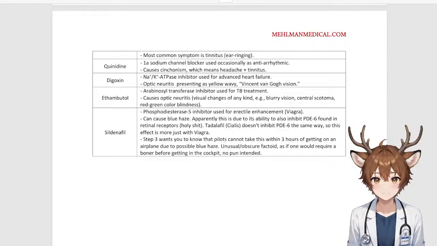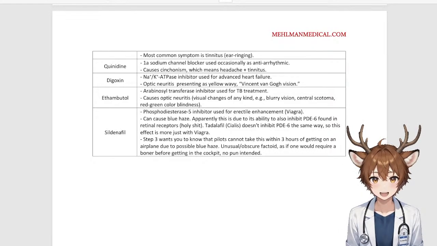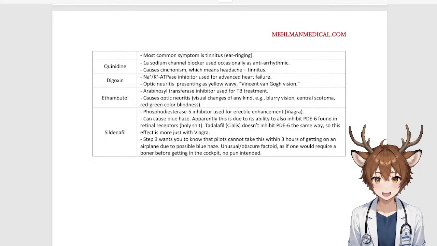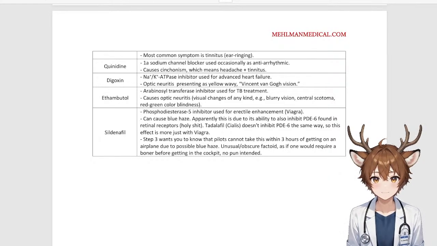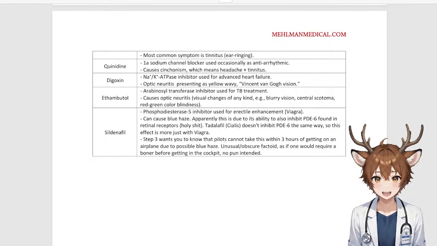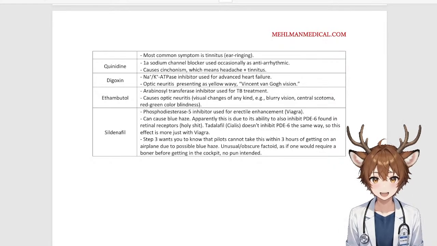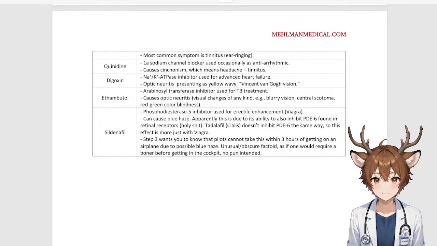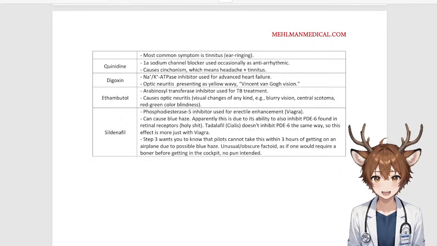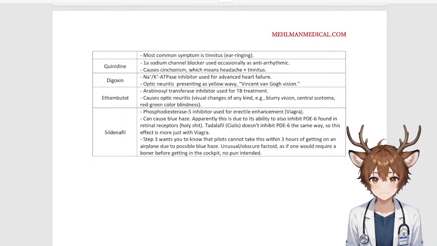Apparently, this is due to its ability to also inhibit PDE6, found in the retinal receptors. Tadalafil, Cialis, does not inhibit PDE6 the same way, so this is more just with Viagra. Step 3 wants you to know that pilots cannot take this within 3 hours of getting on an airplane due to the possibility of blue haze. Unusual obscure factoid.